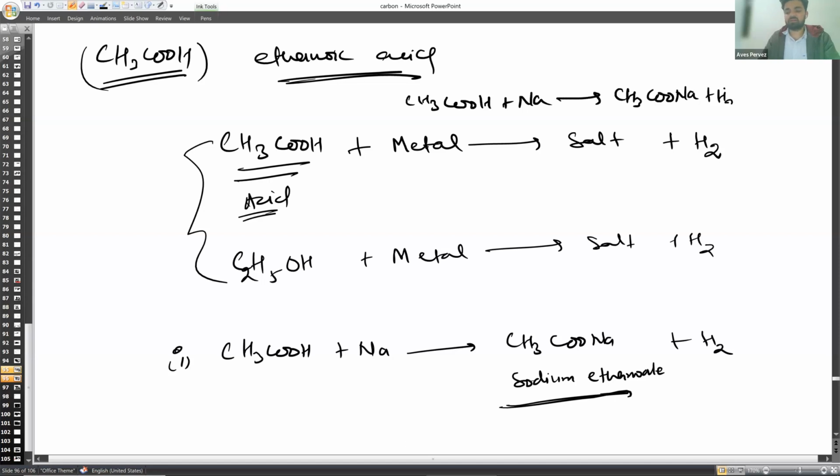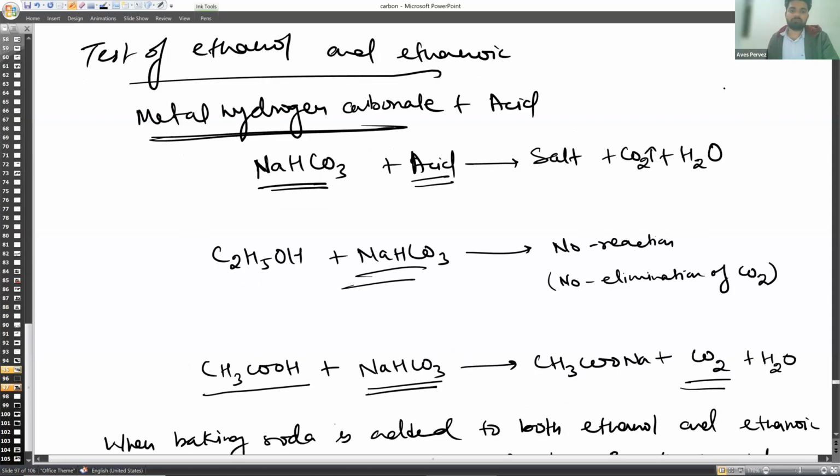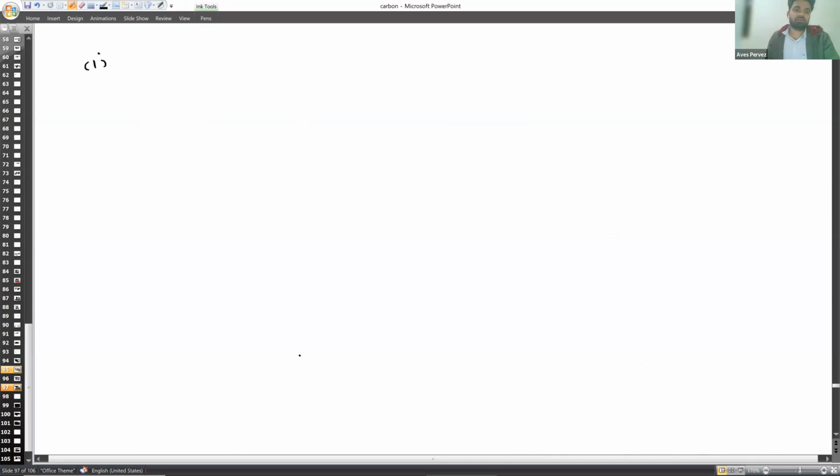The first is with metal, the second is with sodium hydrogen carbonate. These are the only two tests. The third property is esterification. It is common for ethanol and ethanoic acid: ethanol plus ethanoic acid. So it is common for both.